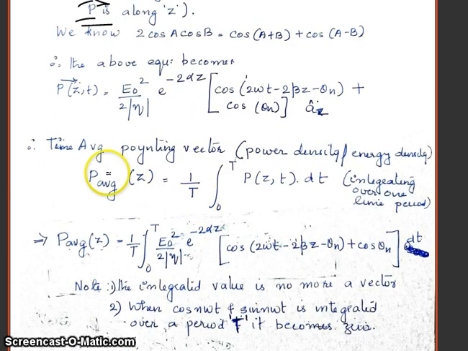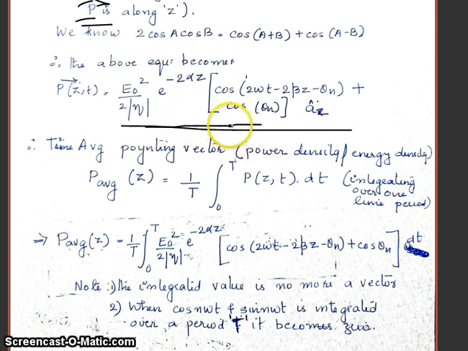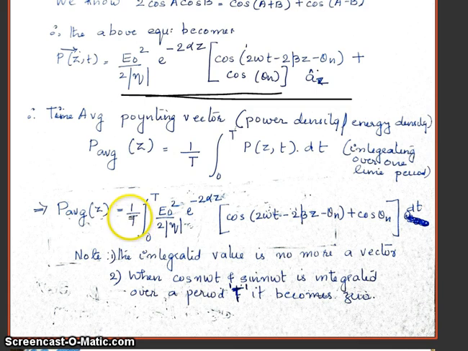Now next I am going to take the time average Poynting vector, otherwise known as power density or energy density. For that I am going to integrate this term over one time period. So I can write P average of z is equal to 1 by T, where T is one time period, integral 0 to T of P z of t dt. And the next step, I am going to substitute for P z of t, which is this one.